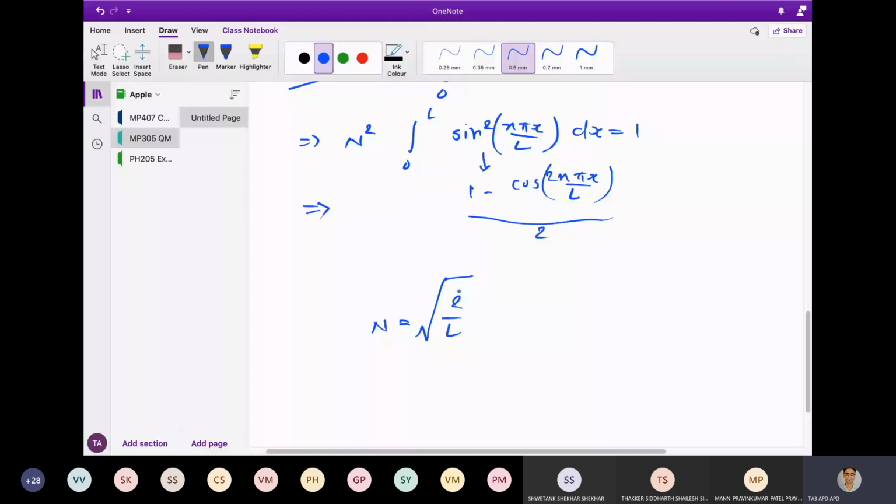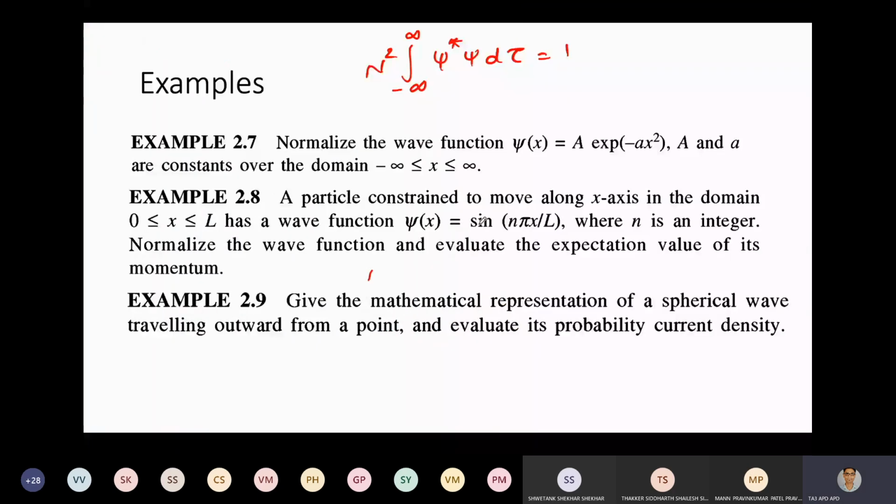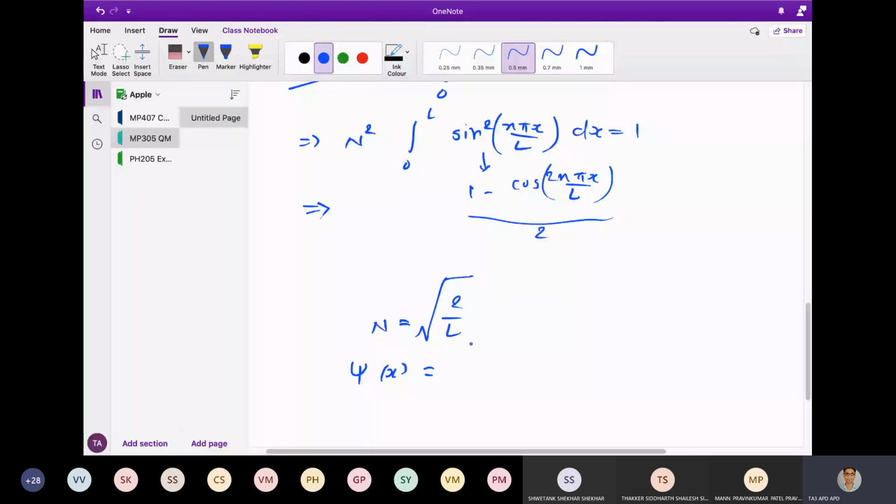And if that is the case, then our wave function psi(x) should have the form root 2 by L multiplied by sin of n pi x by L, with this normalization constant. Okay, if this is true, then this should be the normalized wave function. So those who have got the answer, you can just reply.